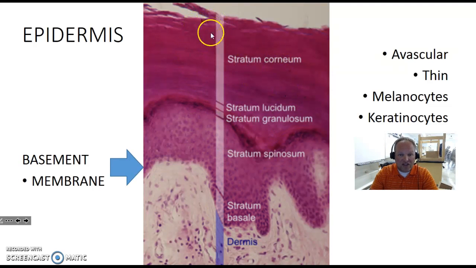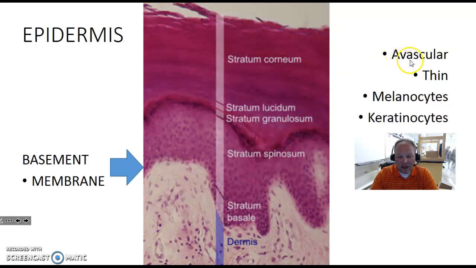Now you need to know that it is stratified. Now stratified means more than 1 layer. You want your epidermis to be strong. You want it to be protective, okay? The problem with my epidermis is it is also, this word over here, avascular.